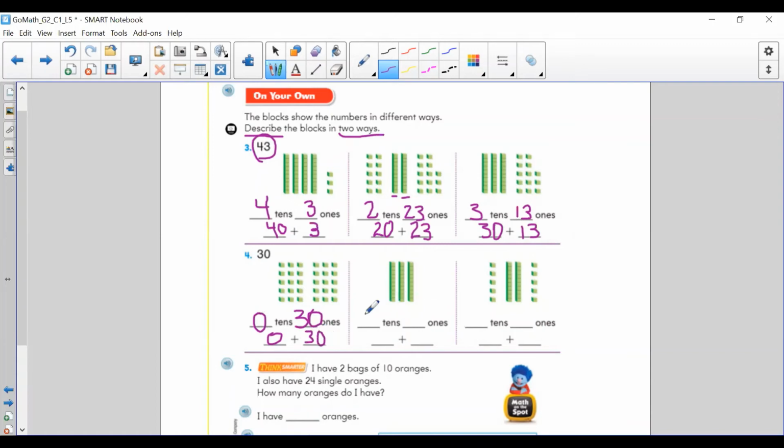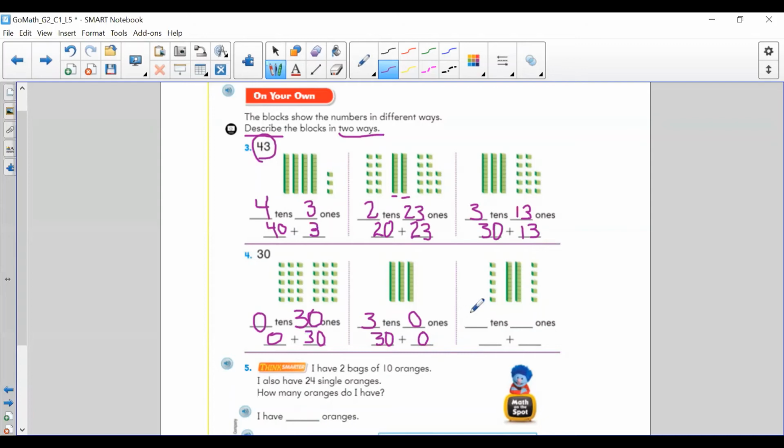So here, how many 10s? That's right, 3. And do you see any 1s? No. And so the value of 3 10s is 30. And 0 1s. See how these two are opposite?